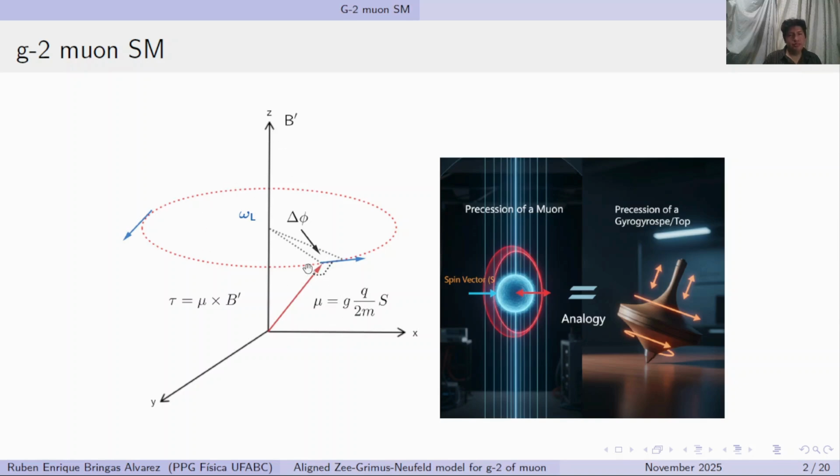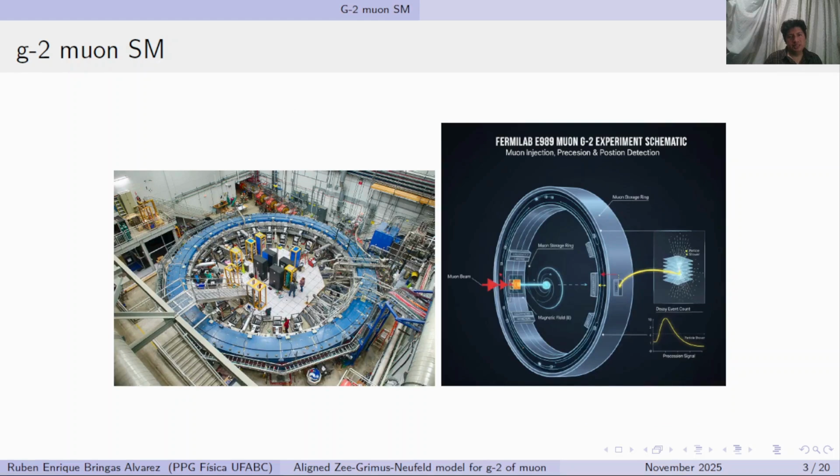What happens when we have a particle like a muon or electron immersed in a magnetic field is something called Larmor precession. Analogous to this movement, as you can see, the precession movement. That happens because the particle has a spin. We can measure this Larmor precession and relate it to the number g minus 2 experimentally. Let's talk quickly about that.